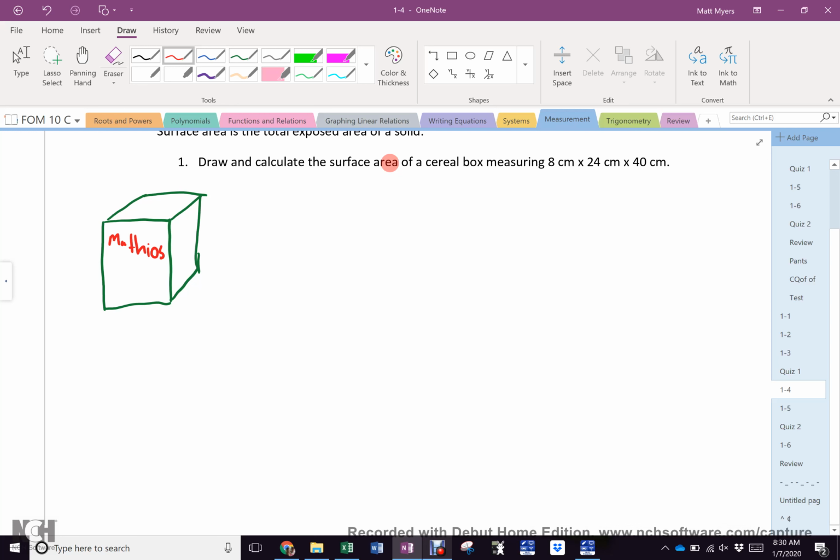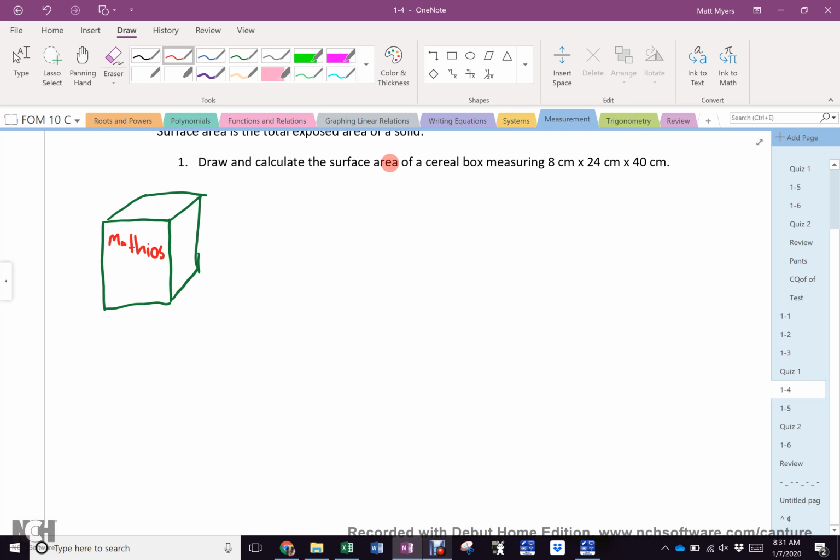Because it's got a hole in the top, is this surface area inside? Yes. What if I've covered it up? Is the inside of this surface area now? No. So a good way to think about it is if you were to take your cereal box and dip it in paint, anywhere paint would go is surface area. Everybody understand? So we don't count the inside because the cereal box has a top.